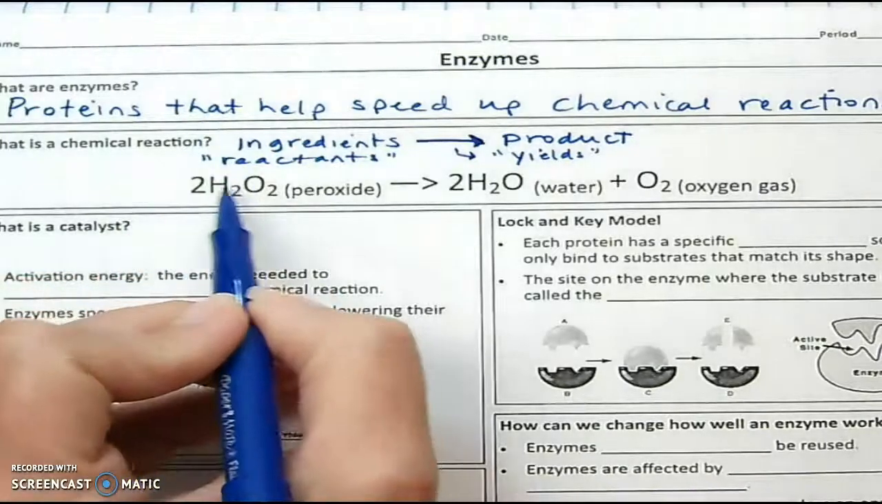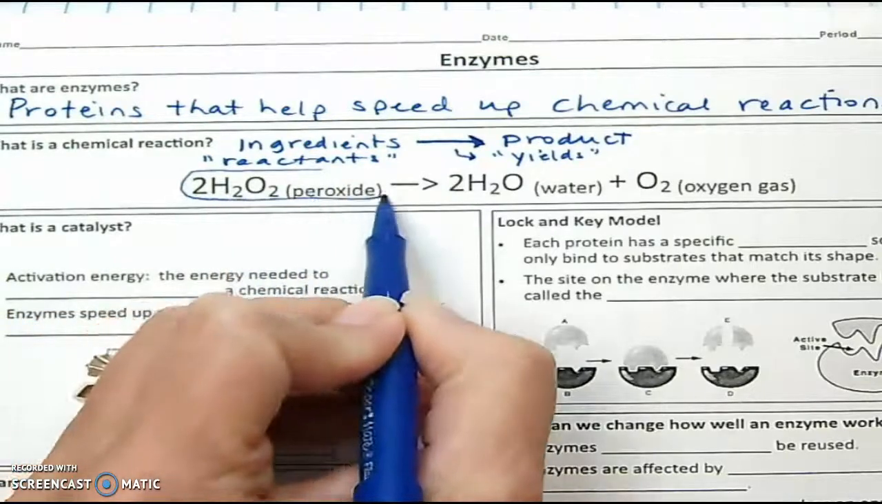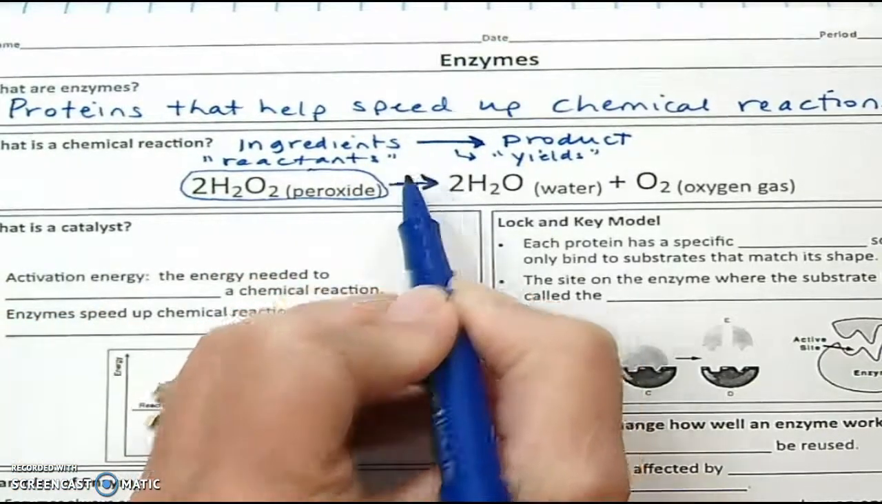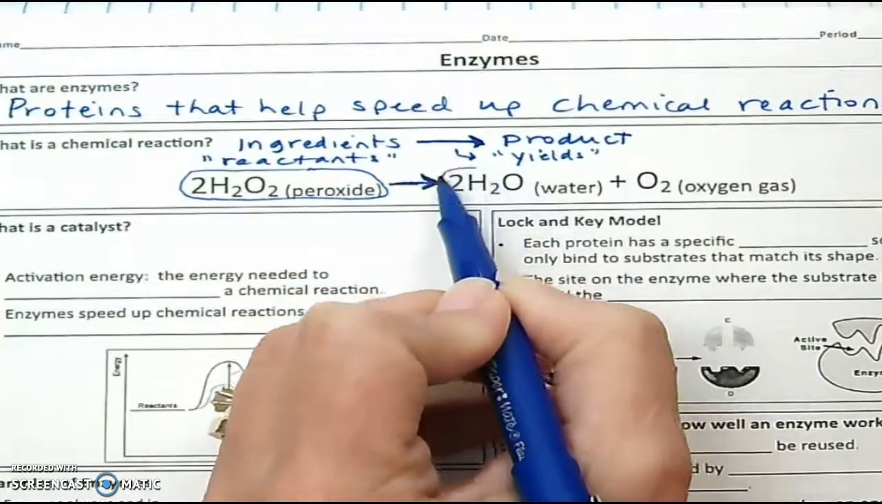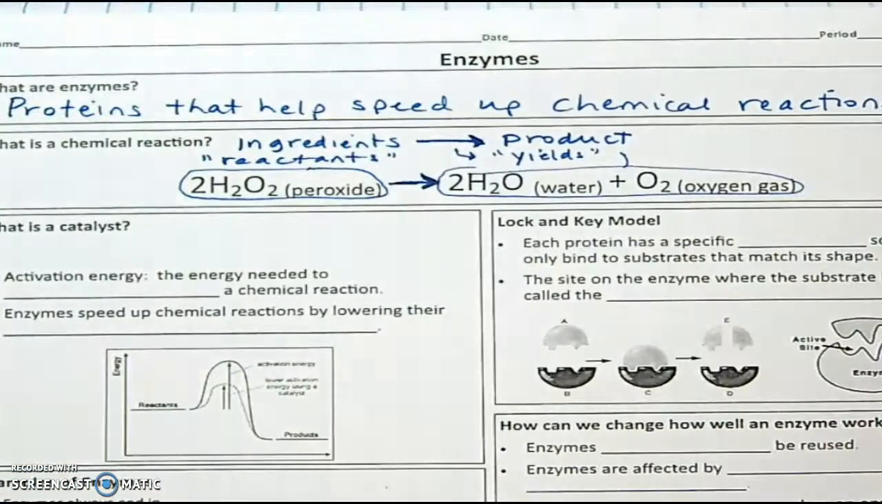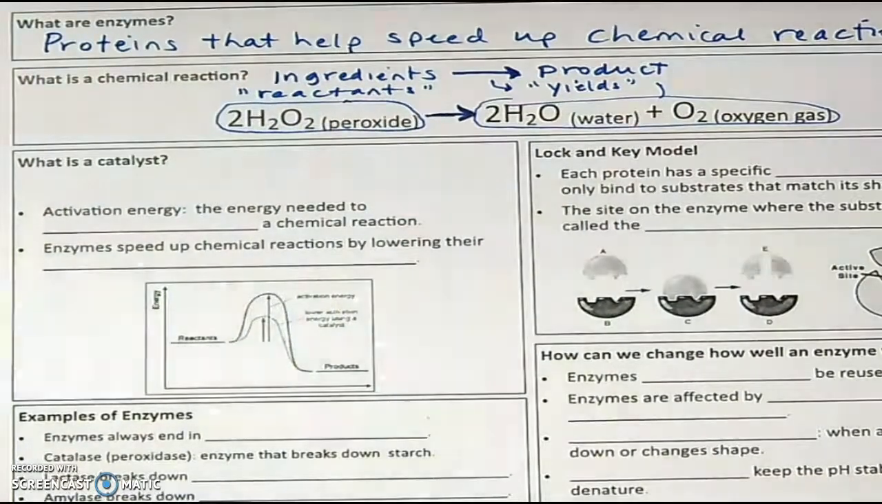So in this reaction, here's my ingredients, here's my reactants, here's my arrow, so that's my yields, and these are my products, water and oxygen. Okay, so that's just a little chemical reaction example there. All right, let's talk about what enzymes are, what they do, how they work.